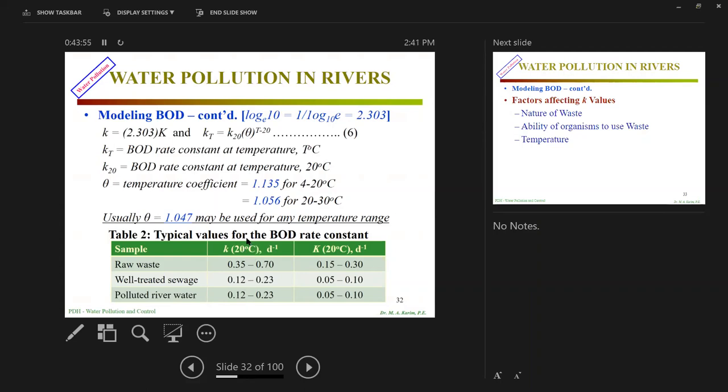Small k is the e base, capital K is the 10 base. Hydrolyzed waste is 0.25 to 0.7, and it's just divided by 2.303, right? Then the well-treated waste is 0.1 to 0.23, and just divide this by this, whatever the conversion factor I gave you guys. The polluted river water has 0.1 to 0.23, the same. Well-treated sewage is very close to the polluted river water, things like that.